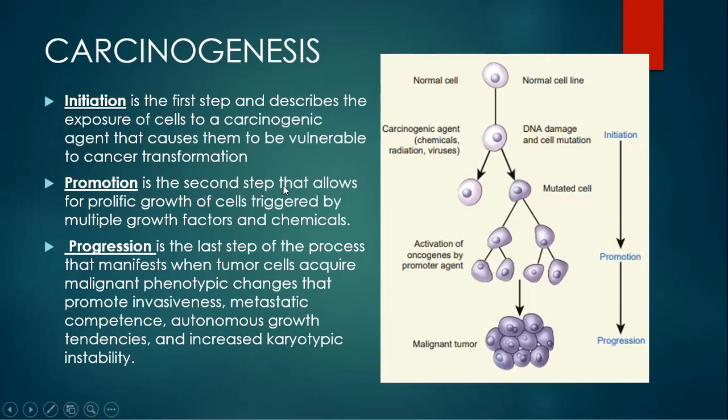Promotion is the second step that allows for prolific growth of the cells, triggered by multiple growth factors and chemicals. So this is the second stage, allowing the growth of the cells, and 2 important things to be mentioned in this stage are the growth factors and the chemicals, which help the promotion of the cells. Lastly, we have the progression stage, in which the cancer cells have the ability to invade and to metastasize.